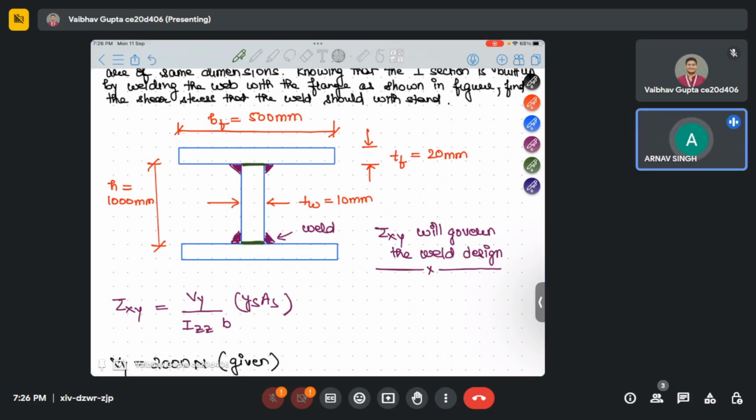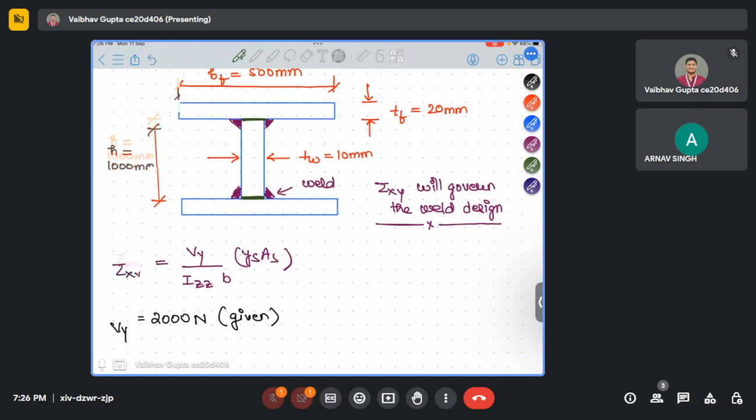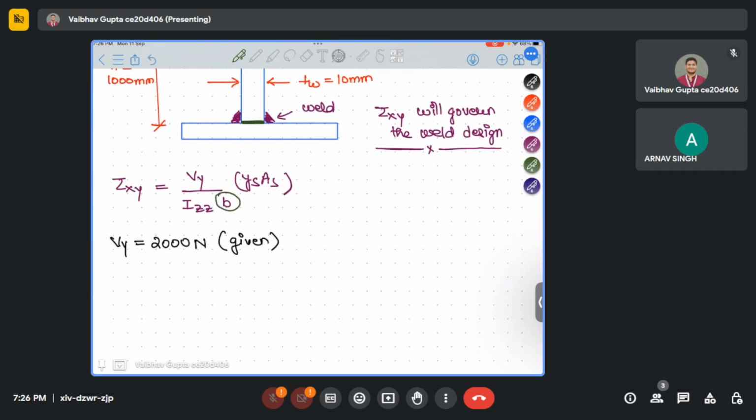Sir, what is the height given? 1000 mm. So the weld is provided to lock the flange and the web area. So this V will be nothing but TW, the thickness at the interface where it acts, which is 10 mm as given.